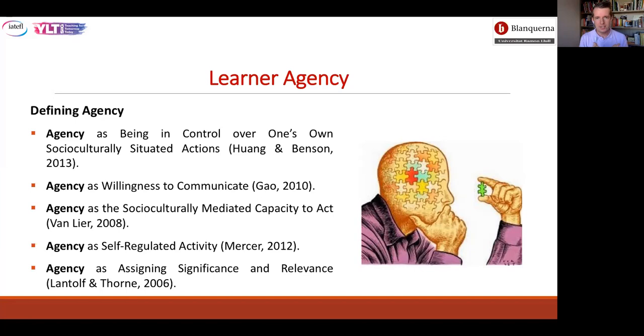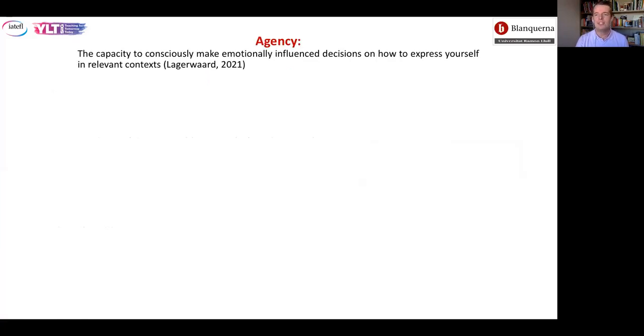Summarizing all this, what we can get to is a definition of agency, which I recommend you hold on to: seeing agency as the capacity to consciously make your own emotionally influenced decisions on how to express yourself in your own unique way in relevant contexts. Let me explain what exactly I mean by this.